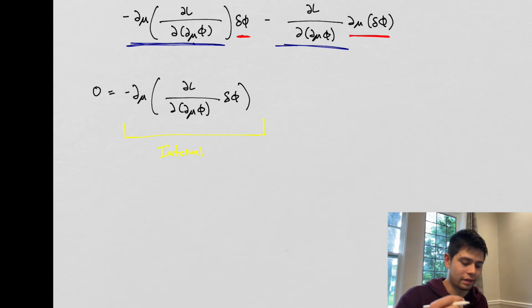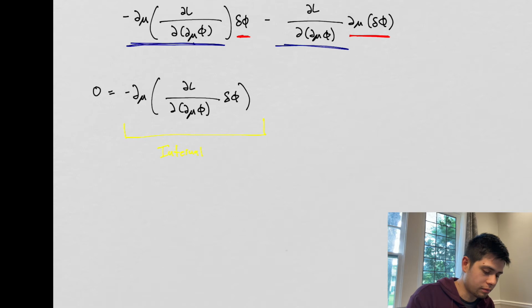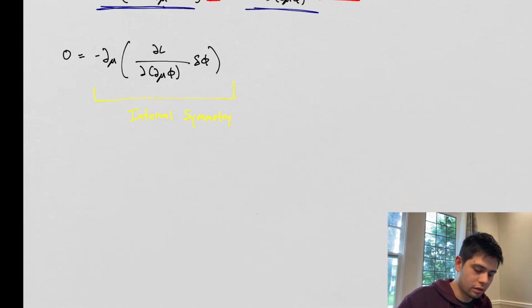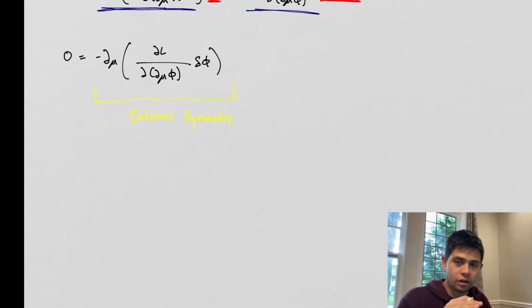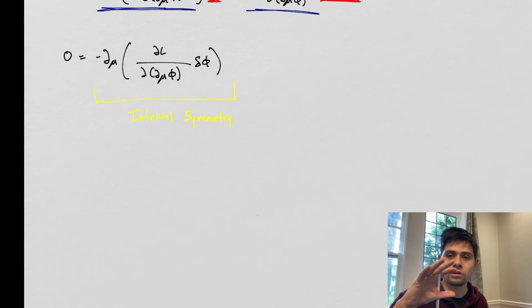So this is the thing, the derivative of this object in here, the derivative of this doesn't change, right? So the derivative of this doesn't change. That means there's a symmetry. Internal symmetry. Now let's contrast that with our external or our space-time symmetry.